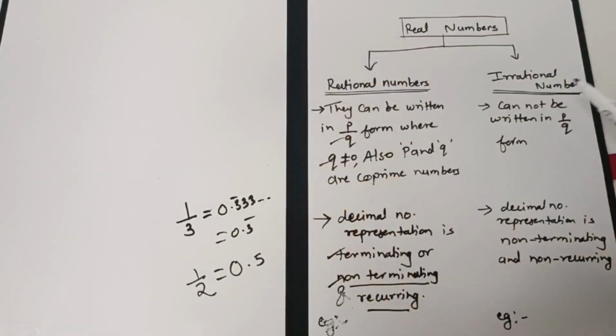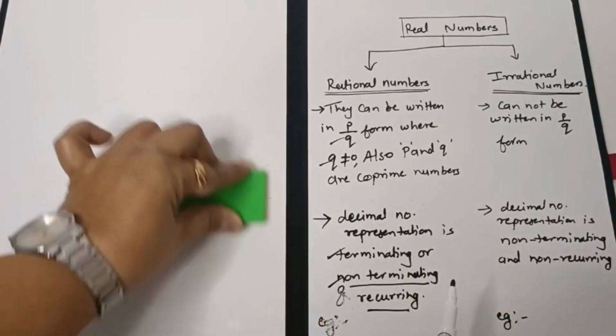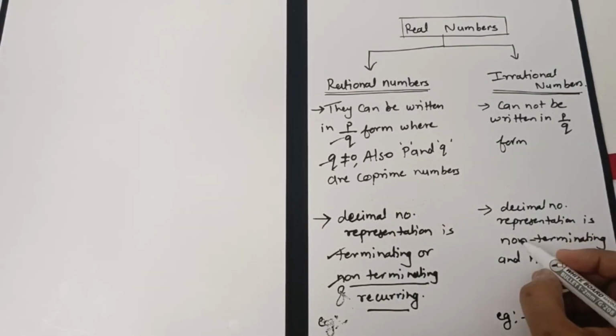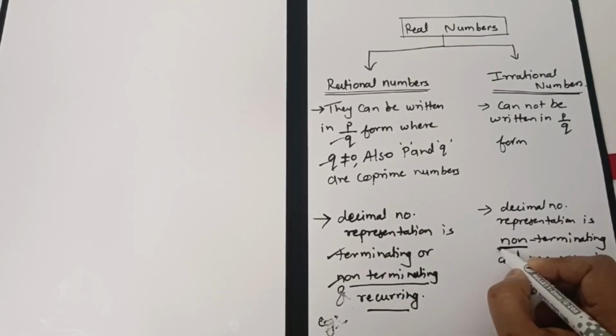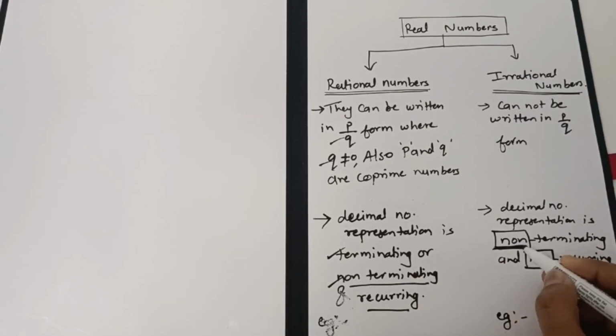Unlike rational numbers, irrational numbers cannot be written in p by q form. Remember this. And in the decimal number representation, they are non-terminating and non-recurring. Always remember, for irrational numbers we always have this word non. Do not get confused with this. Many of the students get confused with these two. Irrational numbers will always be non-terminating and non-recurring.